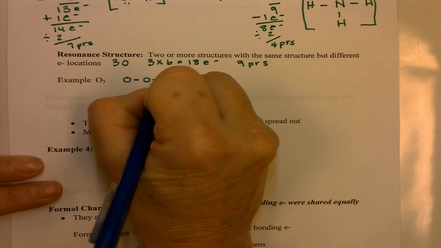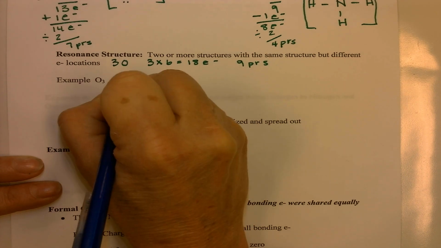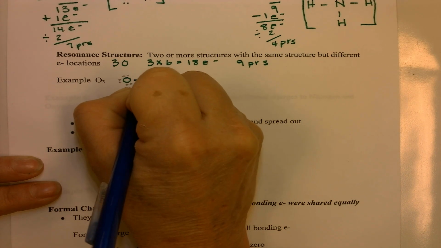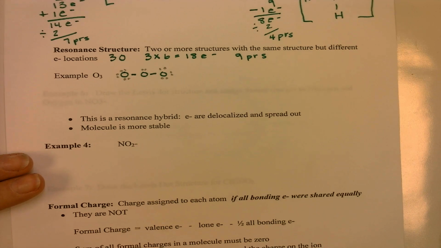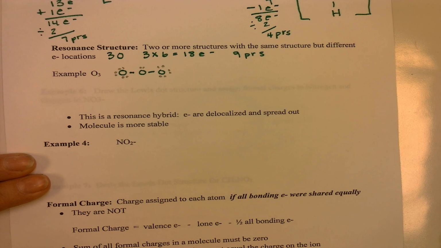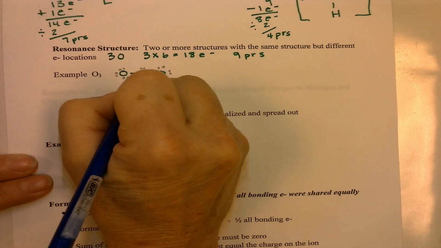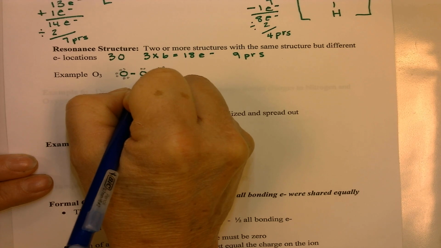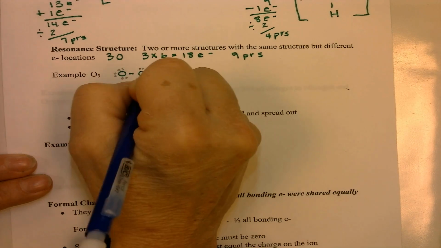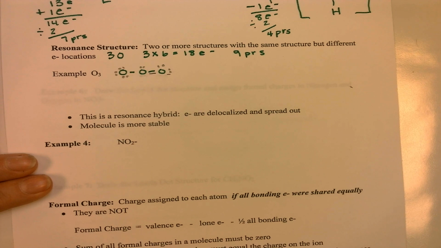Okay. 3, 4, 5, 6, 7, 8, 9. Okay, so there's a problem, right? My middle oxygen is short. So I do this, move one in. Sorry, I move one in as a double bond. Okay, so now everybody's happy. Good, we're good to go.